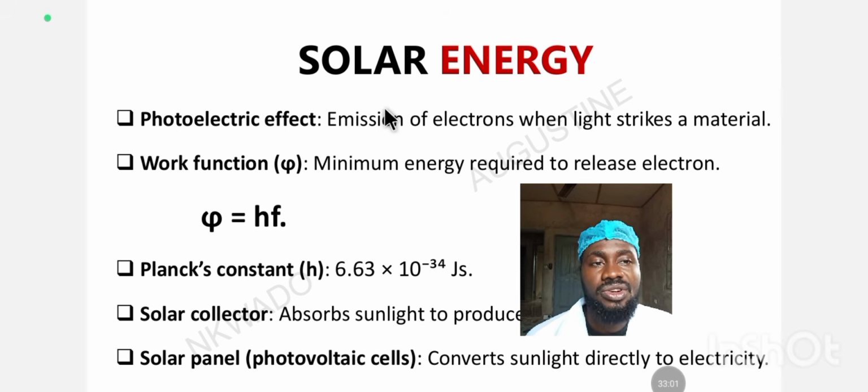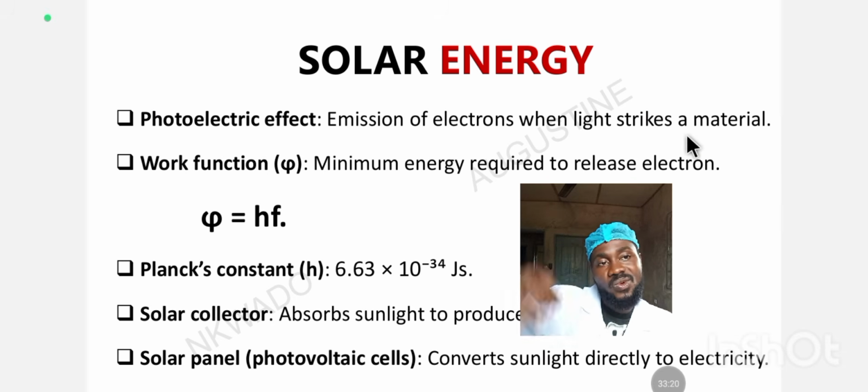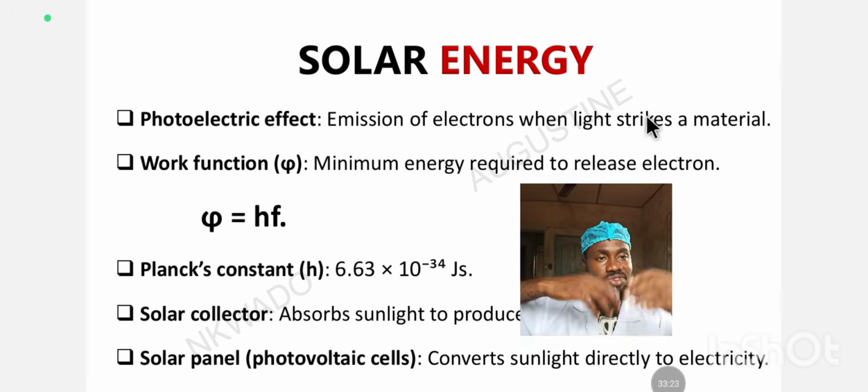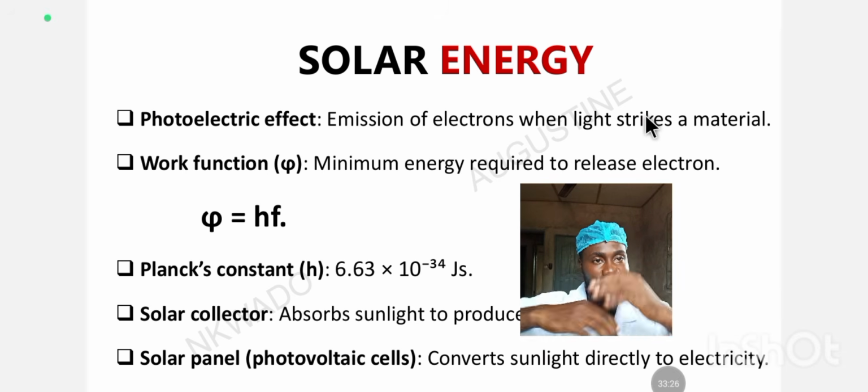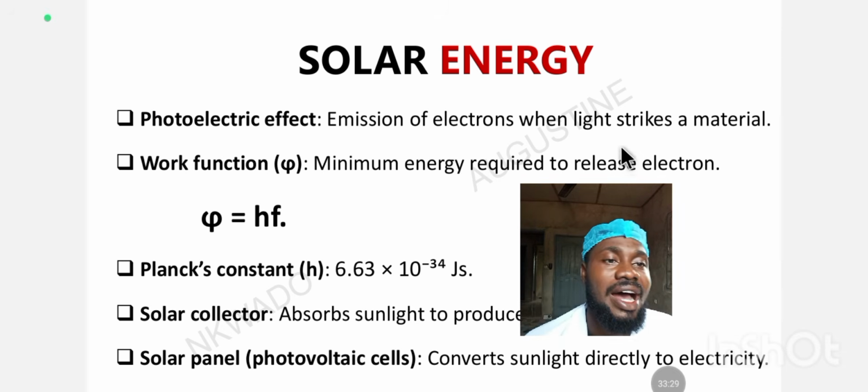Solar energy. Let's understand what solar energy means. Photoelectric effect: from the sun, which is from light, towards electricity. That's the photoelectric effect. And what is the meaning of photoelectric effect? It means the emission of electrons when light strikes a material. So when light strikes the solar panel, it undergoes certain electrical processes, and electrons are emitted.